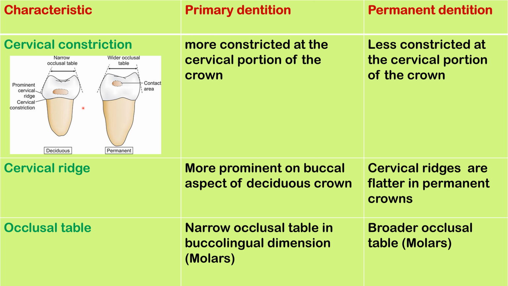In deciduous teeth, the cervical ridges are more pronounced, especially on the buccal aspect as we can see in the diagram. But in the permanent dentition, the cervical ridges are much flatter and less noticeable. In primary dentition, the occlusal table is narrower, but in permanent dentition we have a broader or wider occlusal table, providing the necessary surface area for more complex chewing as compared to children.